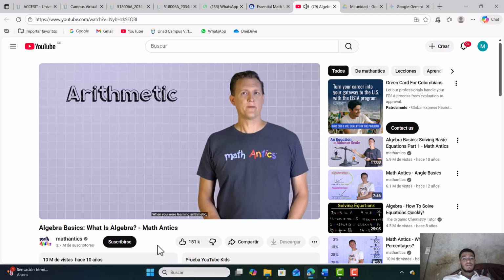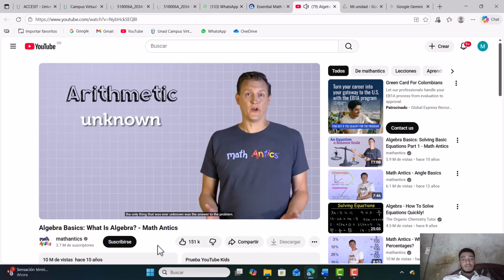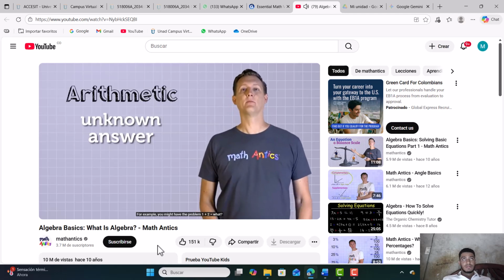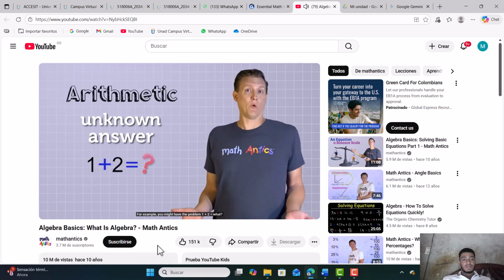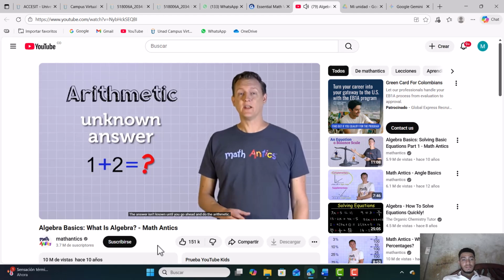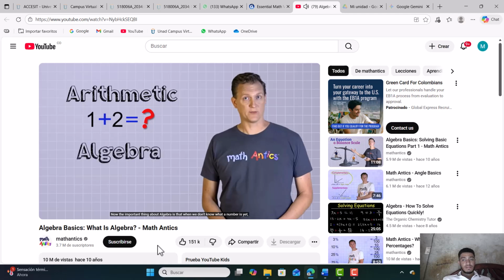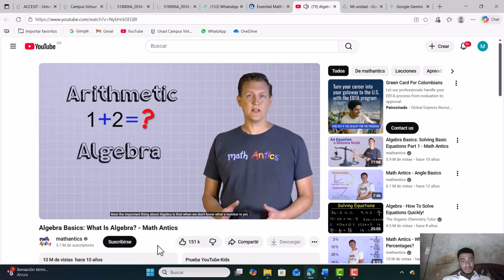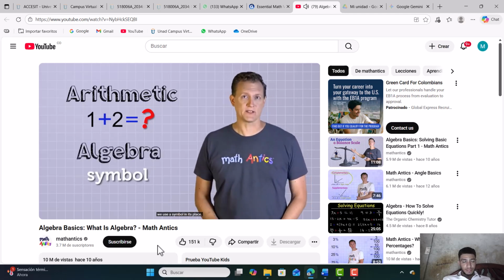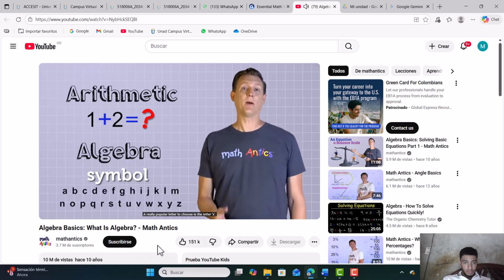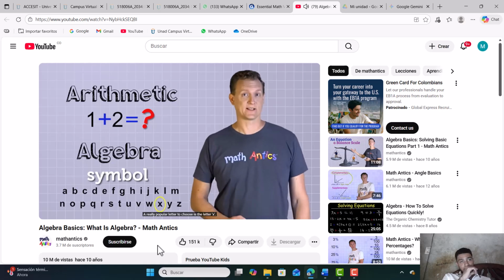When you were learning arithmetic, the only thing that was ever unknown was the answer to the problem. For example, you might have the problem 1 plus 2 equals what? The answer isn't known until you go ahead and do the arithmetic. Now, the important thing about algebra is that when we don't know what a number is yet, we use a symbol in its place. That symbol is usually just any letter of the alphabet. A really popular letter to choose is the letter x.